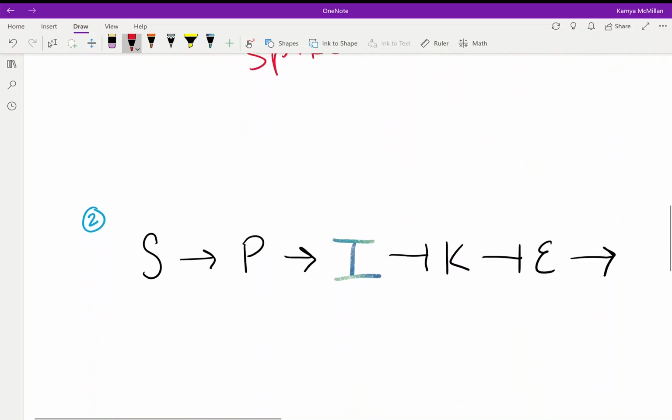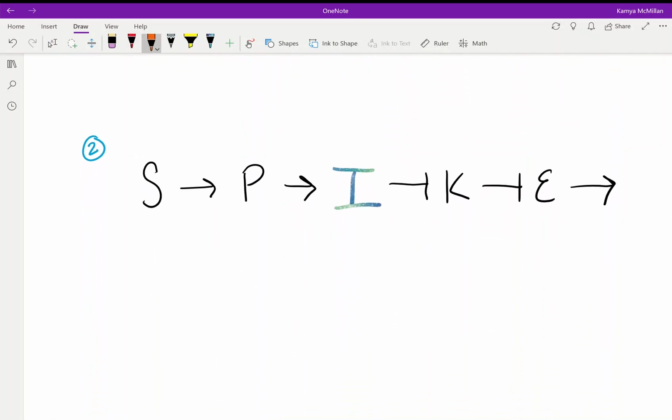And then in our second mutation, I is what's mutated, so therefore I cannot be inhibited, so K can't be inhibited, and E cannot be activated, so therefore once again we have no spikes formed.